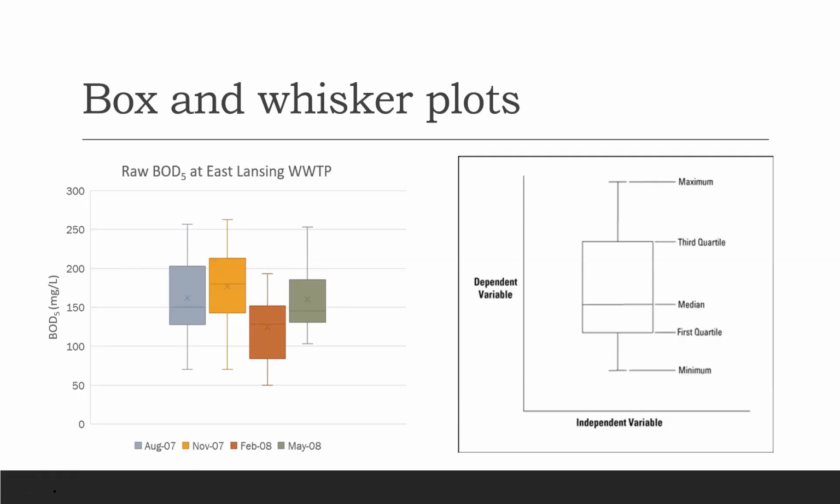The data here is actually the raw BOD at the East Lansing plant. It's for August 2007, November 2007, February 2008, and May 2008. And the data is just plotted in Excel. What you see here, as I've said, is the mean, here is the median. This is the upper limit of the third quartile. This is the lower limit of the first quartile. This is our minimum, and this is our maximum.